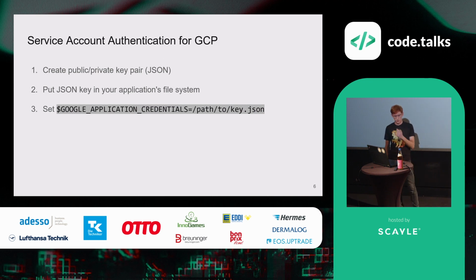A small introduction for GCP: the easiest way is to just create a key pair, which is a public-private key pair. You get it mostly as a JSON file that's quite easy to do via CLI or the web interface. You put that JSON file into your applications, or in this case, in your CI workflow's file system. Afterwards, you just create an environment variable called Google Application Credentials, and point that variable to the JSON key.